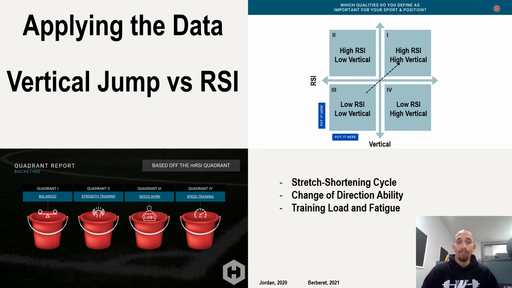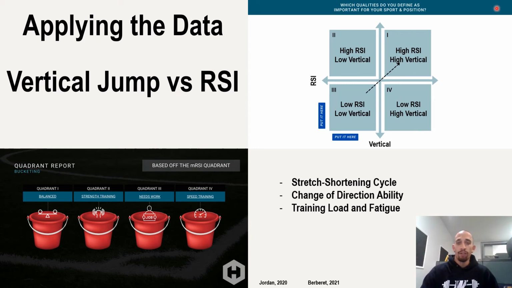So change of direction ability with volleyball, I believe RSI is more important for middles because they need to be able to shuffle over, get off the ground as quick as possible to put up a block rather than an outside that is coming from the 10-foot line and needs to get high off the ground and put the ball on the ground. So depending on position, you might attack one rather than the other.